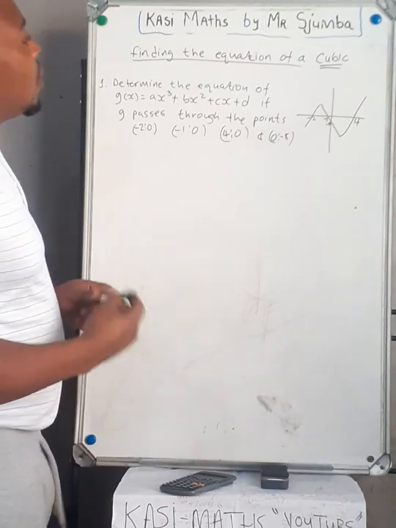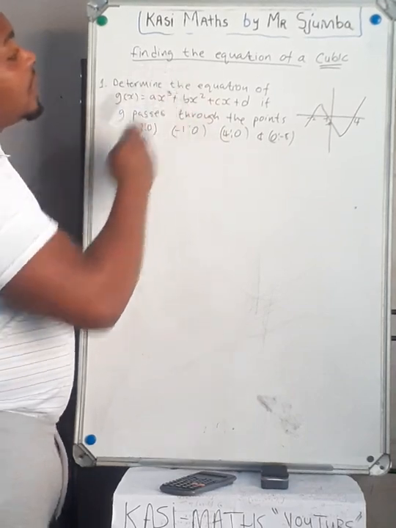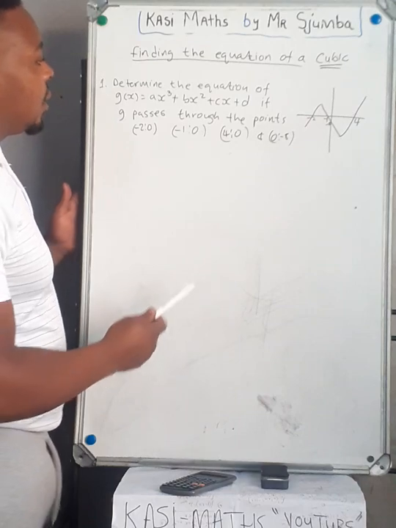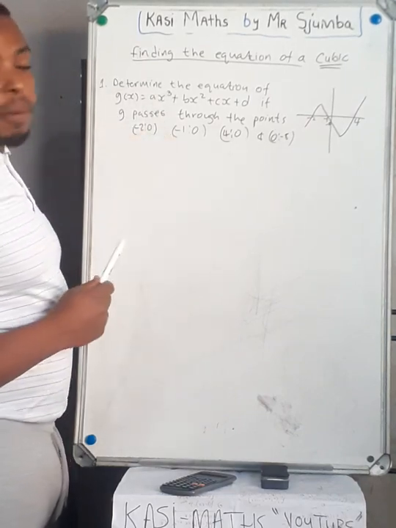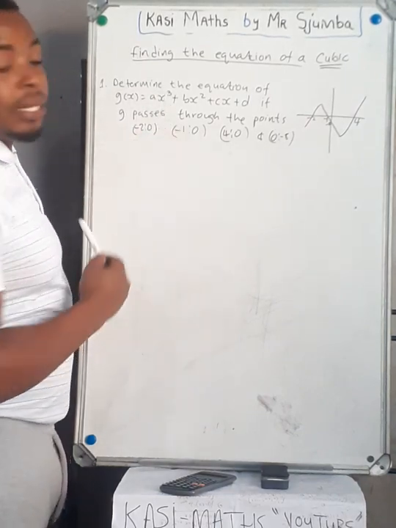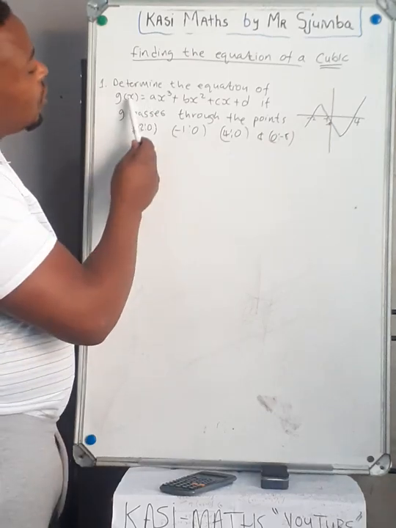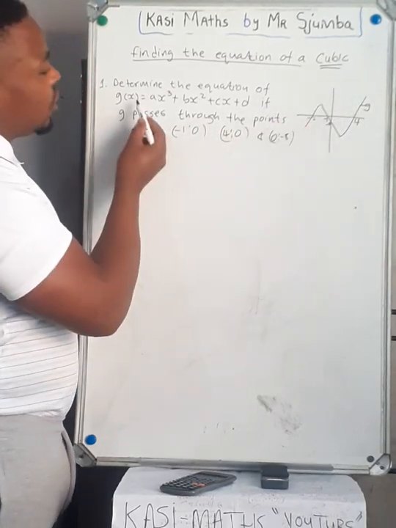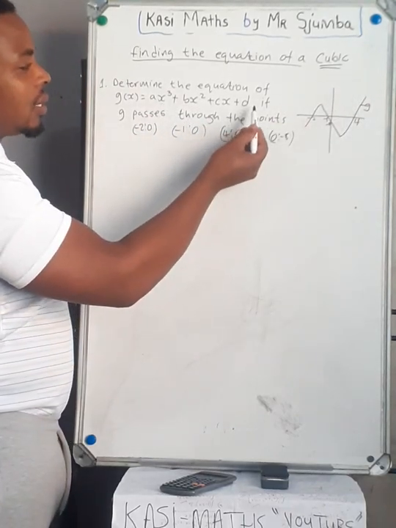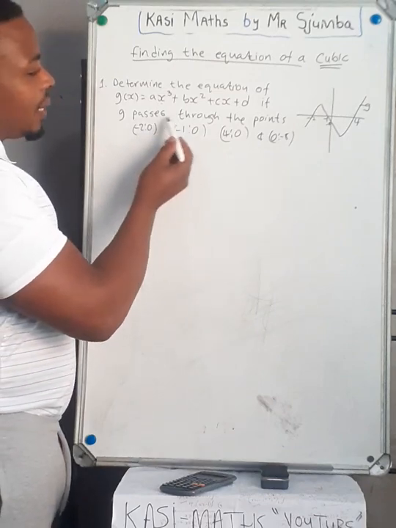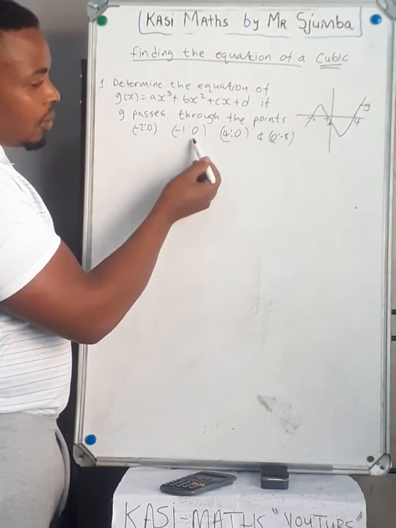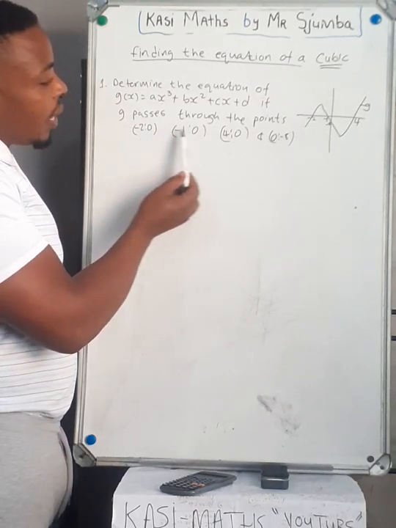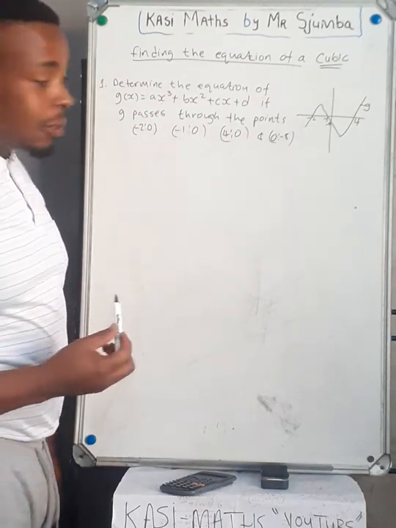In this video, we'll be finding the equation of a cubic. A cubic has a highest degree of 3. So let's solve for the equation of g. g is ax cubed plus bx squared plus cx plus d, and it passes through the points -2, 0, -1, 0. We see in these points that if y is 0, it means they are the x-intercepts.